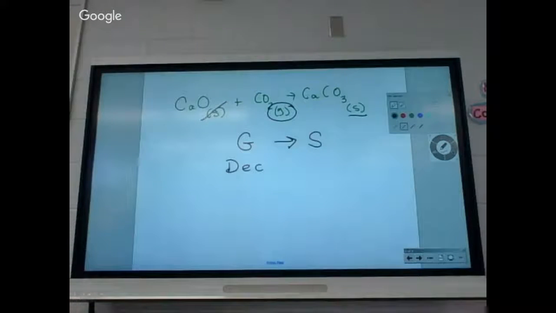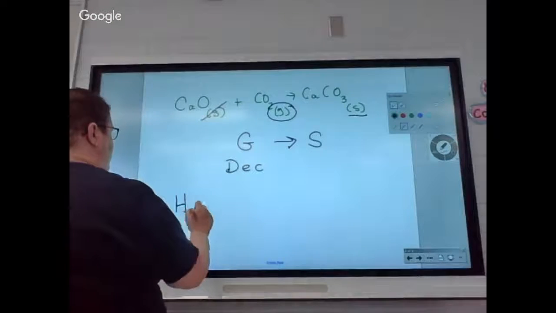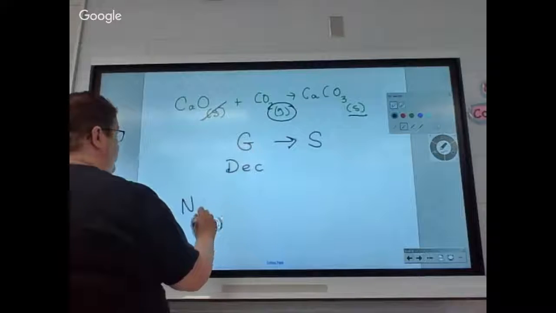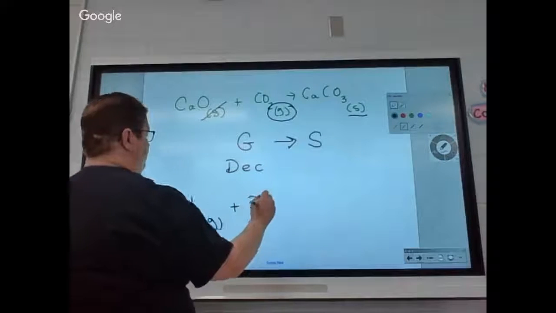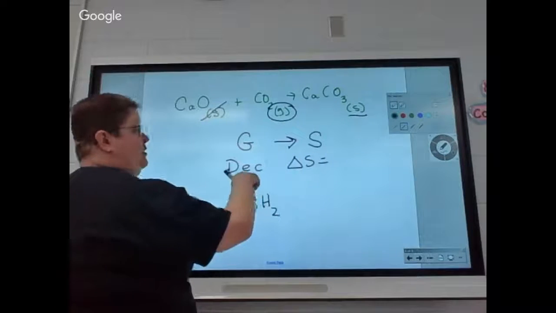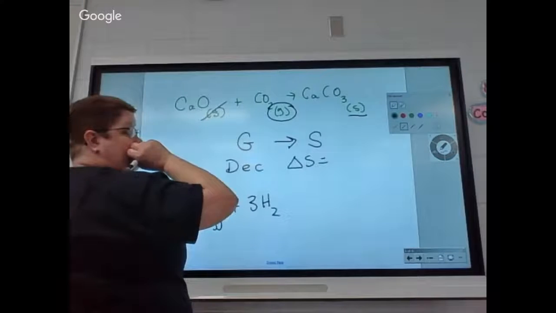Okay, now what happens if you have one like this? I'm going to give you one where they're all the same. All right, so delta H was what if it was decreasing? We didn't finish that. What is it if it's decreasing? Delta H would have what sign? Got it.